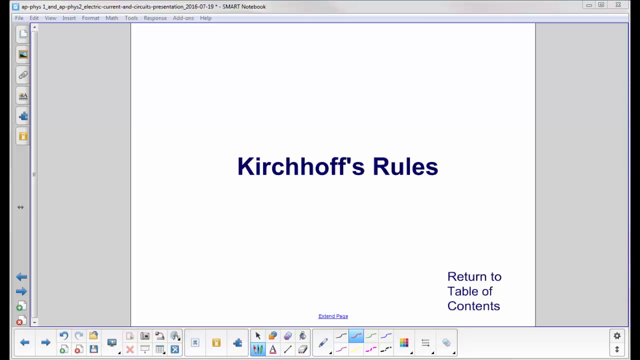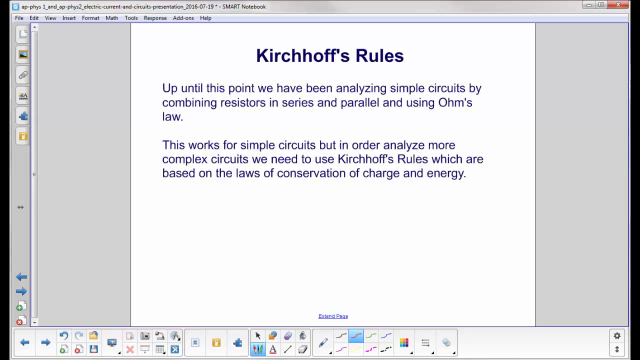Kirchoff's rules, or sometimes known as Kirchoff's laws depending on the text you're using. Up until this point, we've been analyzing fairly simple circuits. We would combine resistors either in series or parallel, or maybe both at the same time, but not very many of them. This works for simple circuits, but in order to analyze more complex circuits where perhaps you have multiple batteries or multiple different configurations of the resistors, we need to use Kirchoff's rules.